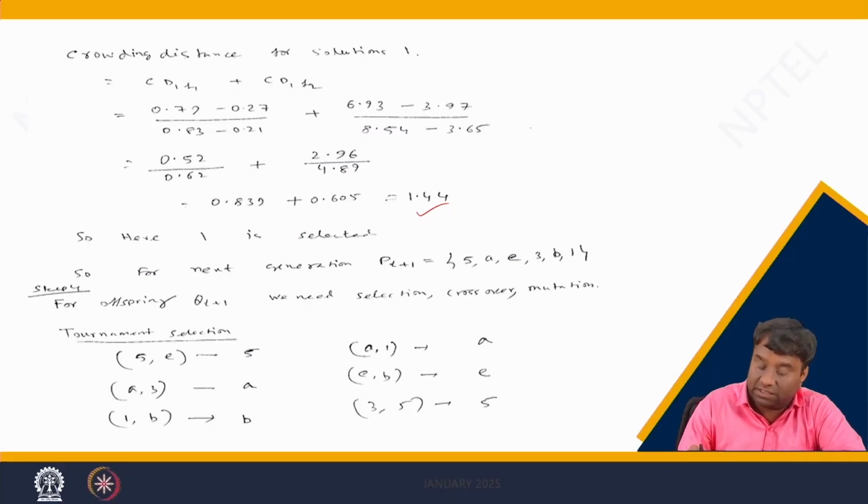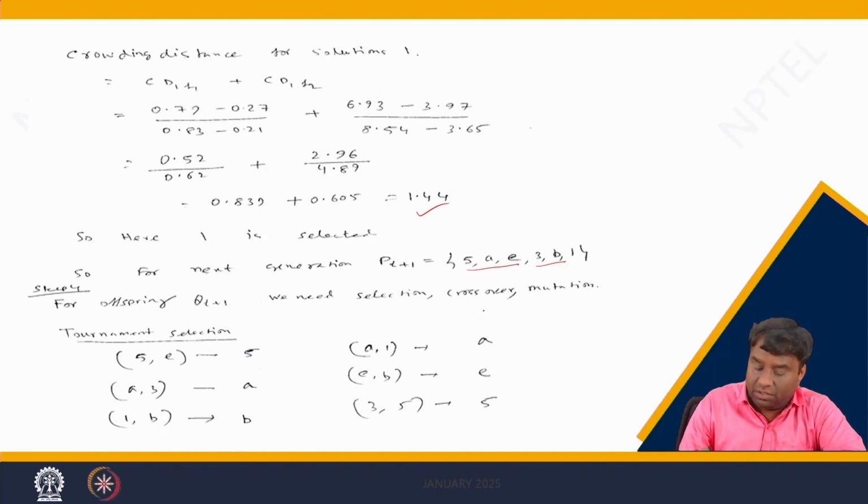So for the next iteration we have already selected front 1, and there is infinite distance for 3 and B, and out of D and 1, the crowd distance of 1 is more, so 1 is selected. So that is for the next generation, PT plus 1.